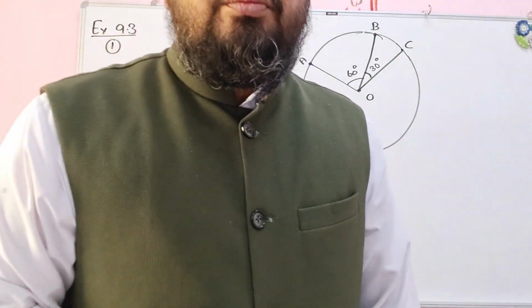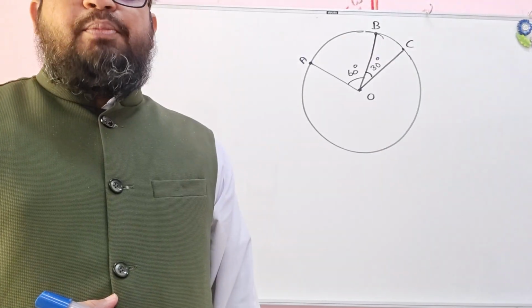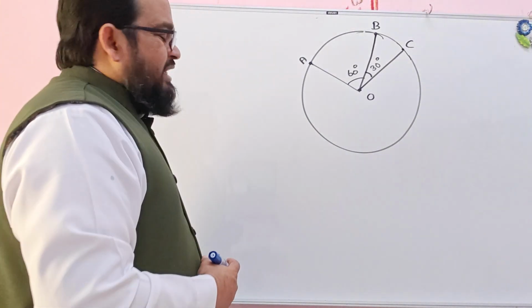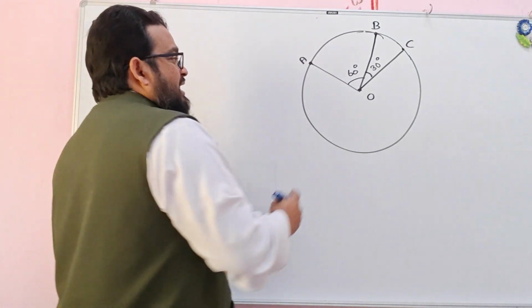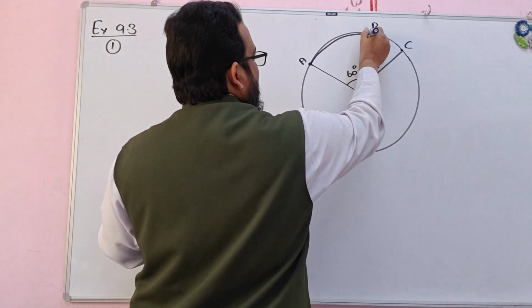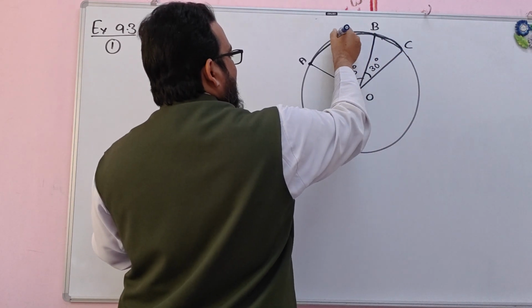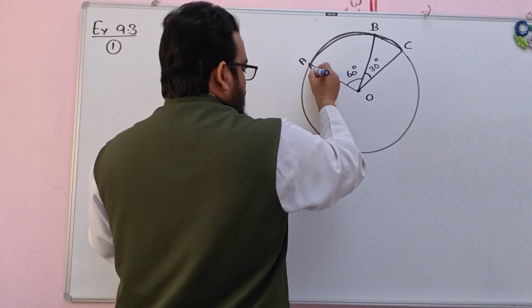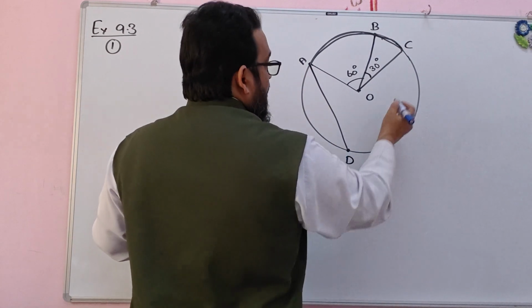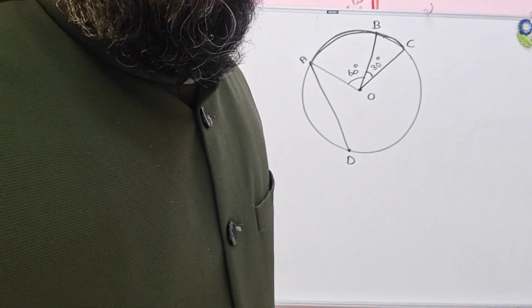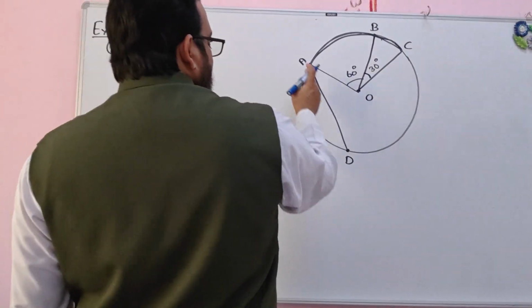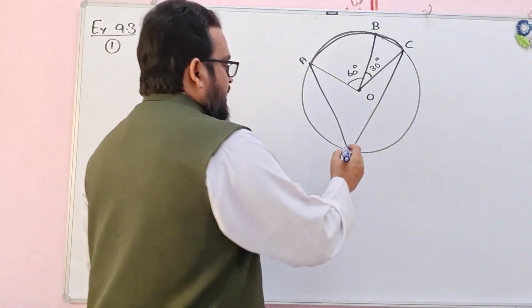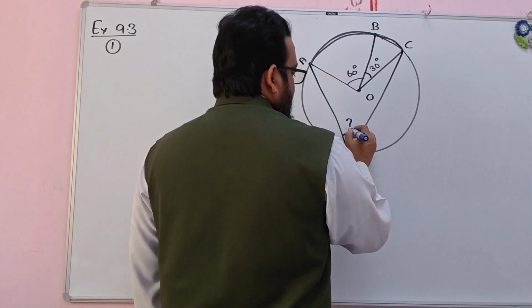Now, D is a point on the circle other than the arc ABC. What is arc ABC? This is arc ABC, right? So D is somewhere on the remaining part of the circle. Okay, so this is point D. Now what is it telling? Find angle ADC. You have to find the angle ADC.